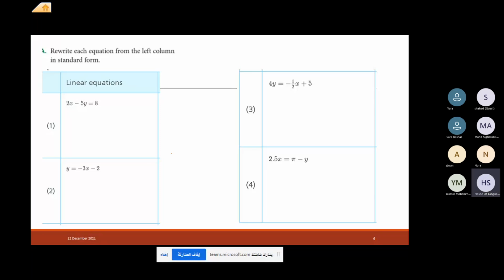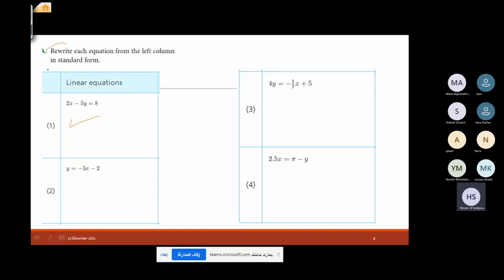Are X and Y on the left and the constant, I mean the number, on the right? Yes. So this one is written in the standard form. Look at the second one now. It's linear, but it's not in the standard form. So what did they ask me? They asked me to rewrite.